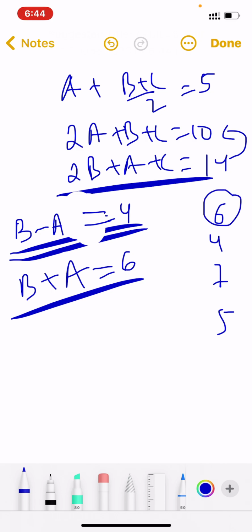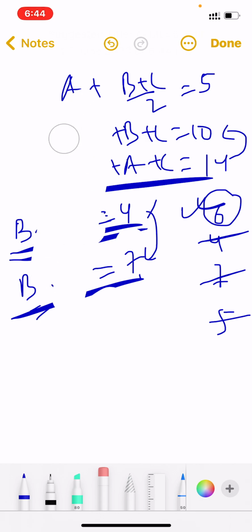Now if we take A plus B as 4, then A becomes 0, so this is not possible, so 4 is gone. Now if we take this to be 7, again we won't get an integer value. Again if we take 5, integral value is not possible, so the only possible one is 6. So 6 is the answer to this question.